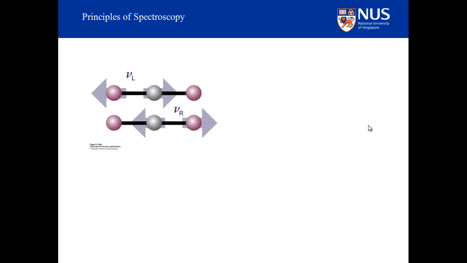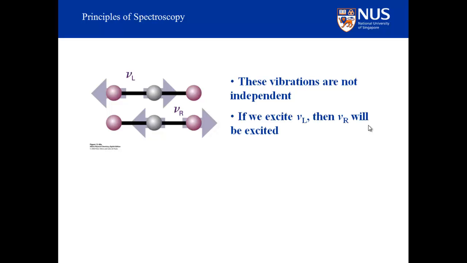Let's see if we can understand this in terms of carbon dioxide. Vibrations frequently involve stretching of bonds. So let's consider the CO bonds in carbon dioxide vibrating separately. We would thus have a left bond vibration and a right bond vibration. However, these vibrations are not independent. If we excite the left vibration, then because this involves motion of the central carbon atom, the right bond will be affected and the right vibration will get excited.